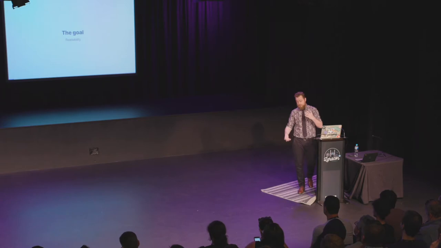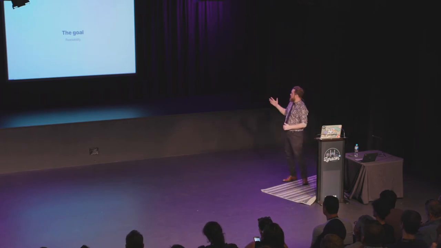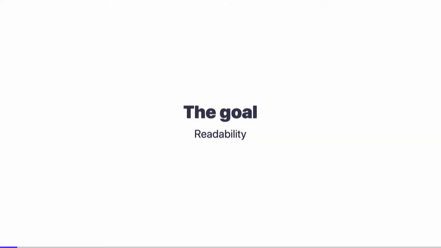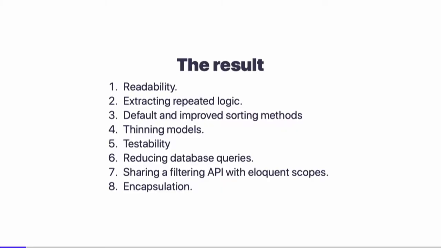So expressive eloquent collections. My goal was to make collections, when I was working with them in controllers or jobs or wherever I was doing that, more readable. We love readable code. I just wanted to make them more expressive. And the result was actually a bunch of other things. So we got readability, which was great, but then we had a place to extract repeated logic. We could improve sorting methods, thin out our models, and a bunch of other things. So we're going to step through all these as we go.